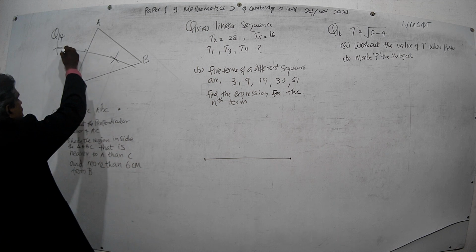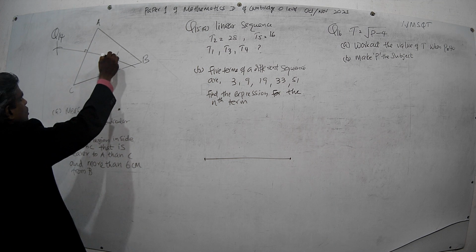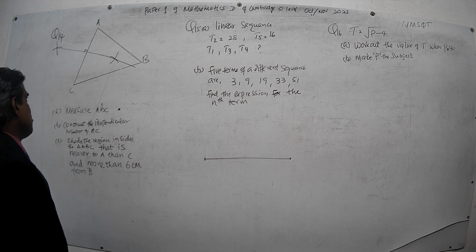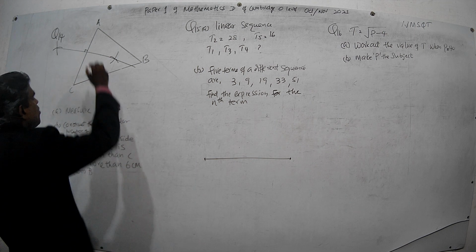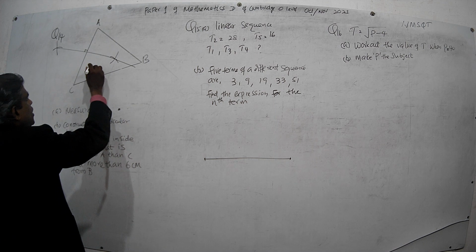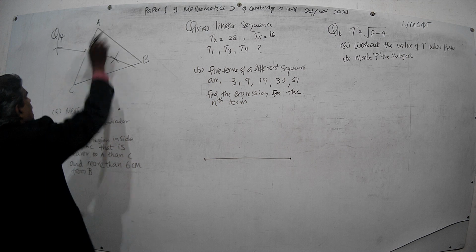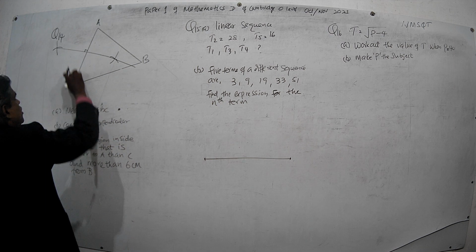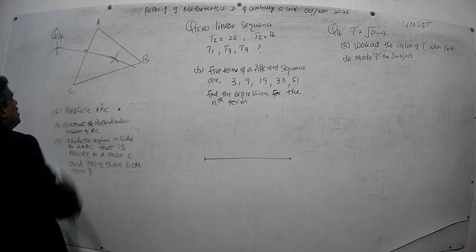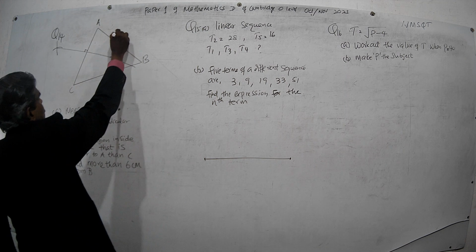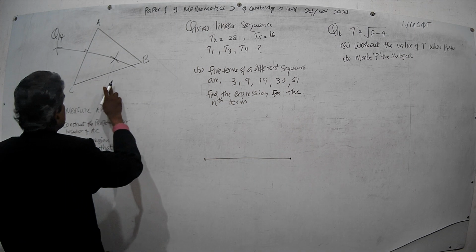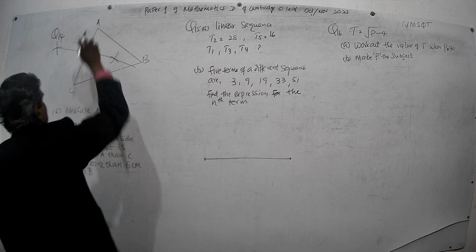Here also, from any point on this line, the distance to A and the distance to C is the same. But if you take a point somewhere here, that point is closer to A than C. If you put this point here, that point is closer to C than A. If you put this point here, it is closer to C than A. If you take a point here, that is closer to A than C. If you take a point here, it is closer to C than A.